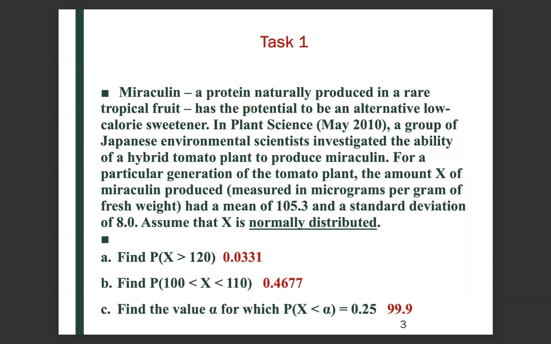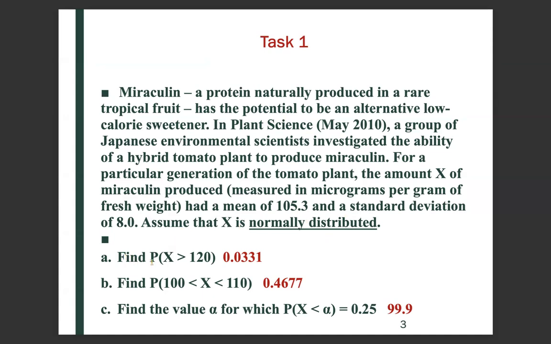Miraculin, a protein naturally produced in a rare tropical fruit, has the potential to be an alternative low-calorie sweetener in plant science, May 2010. A group of Japanese environmental scientists investigated the ability of a hybrid tomato plant to produce miraculin. For a particular generation of the tomato plant, the amount X of miraculin produced, measured in micrograms per gram of fresh weight, had a mean of 105.3 and standard deviation of 8. Assume that X is normally distributed.